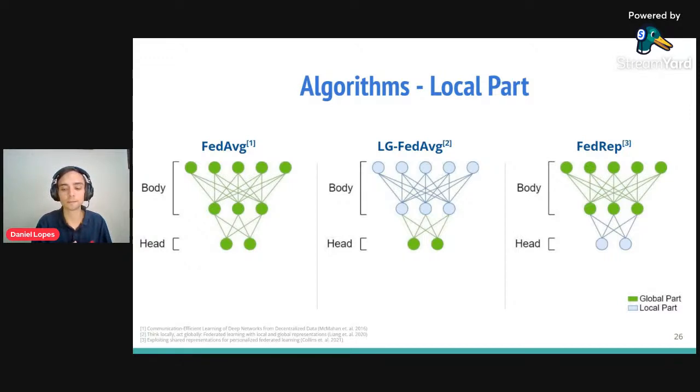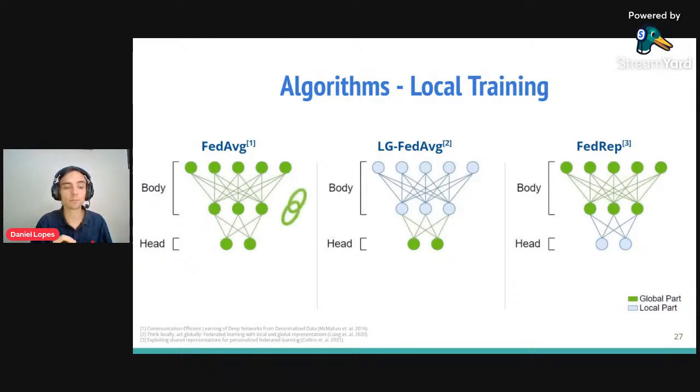And so in terms of the local training, FedAverage trains the body and the head jointly, represented by these two joint chains. This means that in the same SGD step, both the body and the head are updated. As for the LG FedAverage algorithm, the training is also joint. So again, the body and the head are trained in the same SGD step simultaneously.